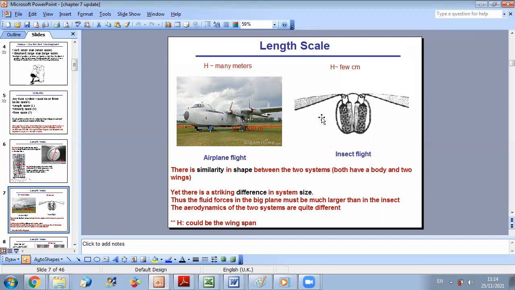But for example, both have a body and two wings, and we can extrapolate a lot of mechanics from insect flight to airplane flight. So yet there is a striking difference in system size. Thus the fluid forces on the big plane must be much larger than on the insect, but we can extrapolate the results of aerodynamics on insect flight to airplane flight if we find the appropriate dimensionless numbers. Okay.